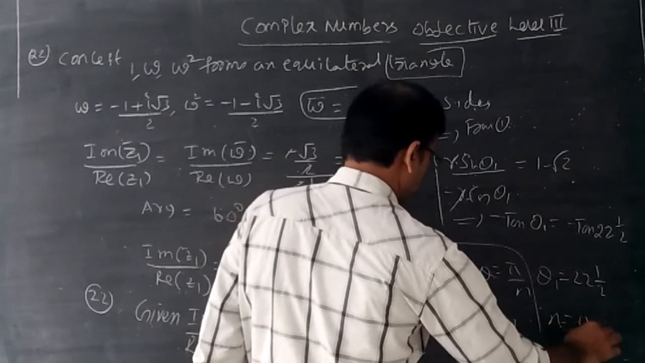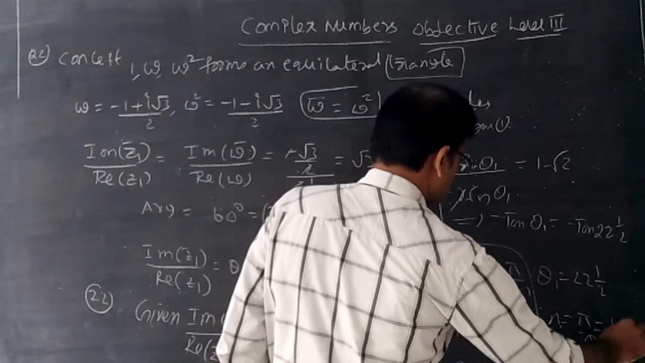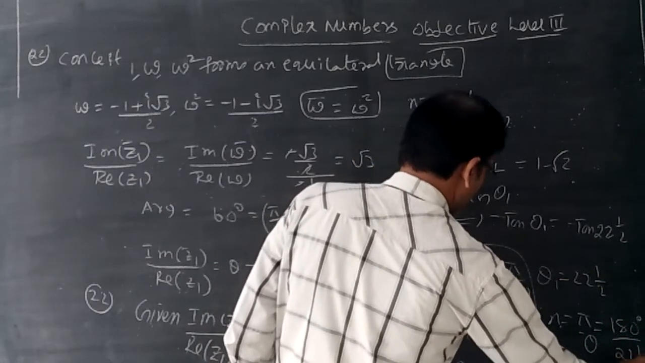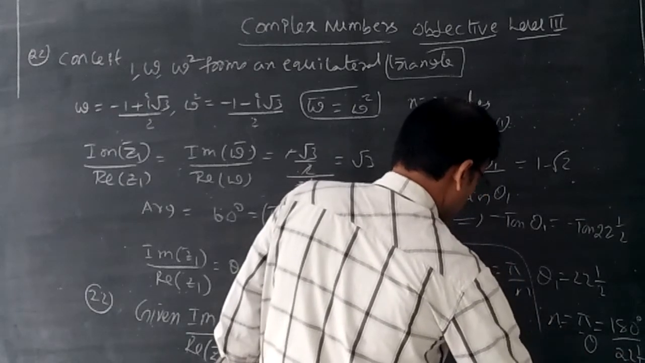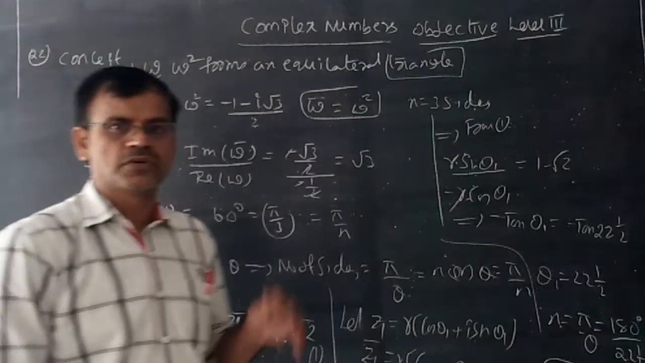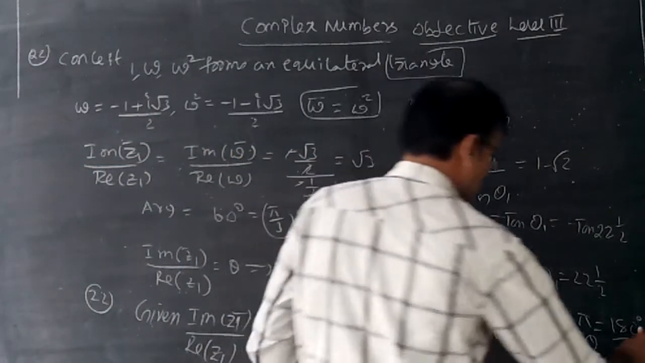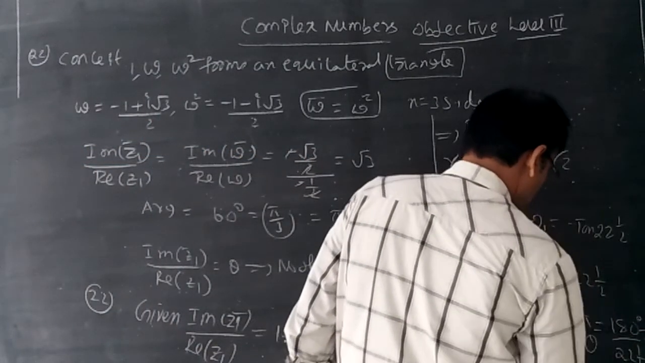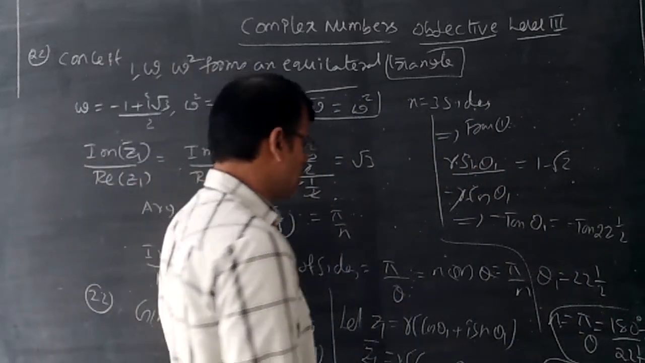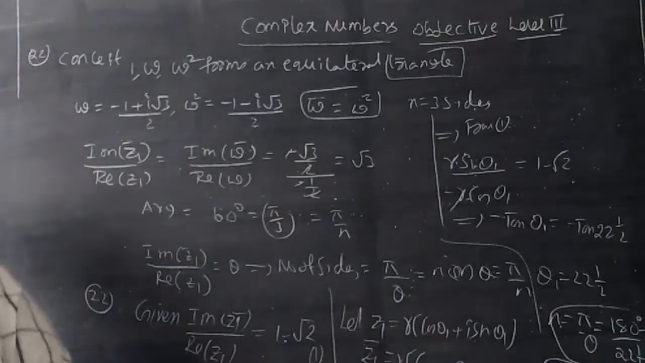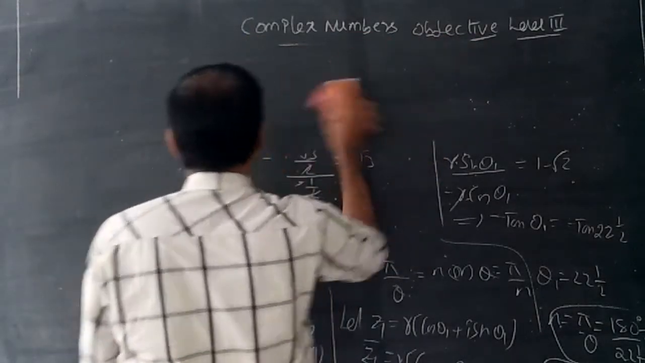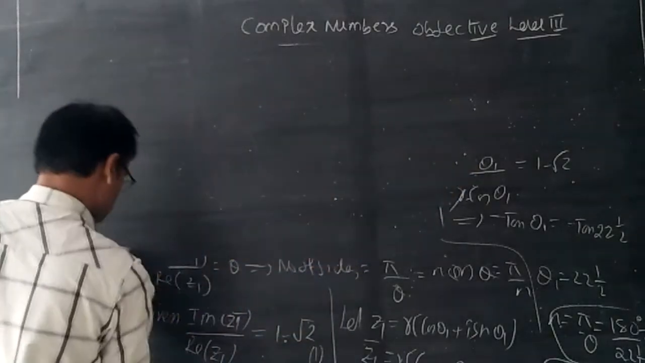So n is equal to pi by theta. What is pi? 180 degrees by 22.5 degrees becomes 8. So n is equal to 8. 180 degrees by 22.5 degrees gives the answer 8. So the number of sides is equal to 8.